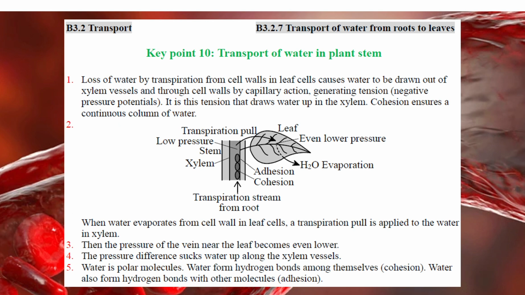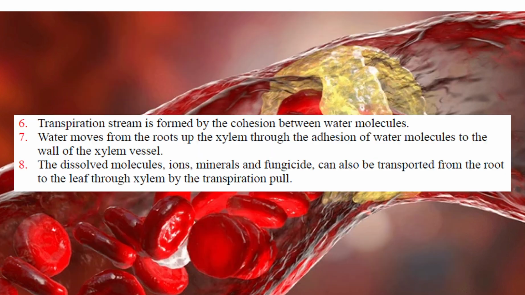And luckily, we learned it before, so you can recap it. Transpiration stream is formed by the cohesion between the water molecules. Water moves from the roots to the xylem through the adhesion of the water molecules and also the cohesion between them. And when the water goes up, the other ions and minerals go up together, just like a co-transport. You can say they go up together by this transpiration pull.